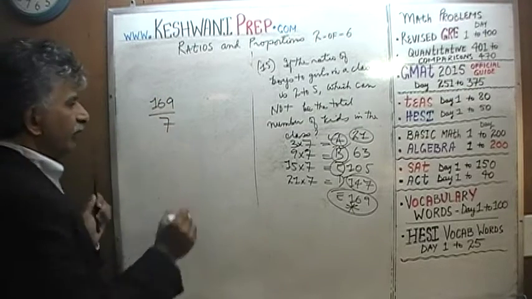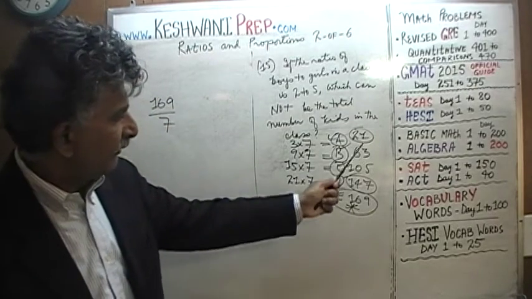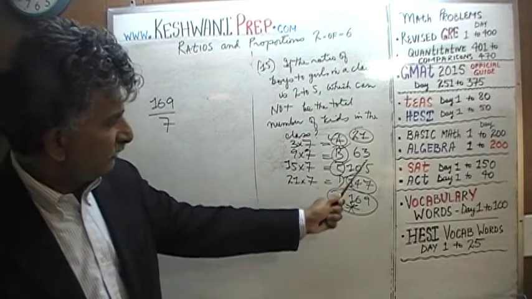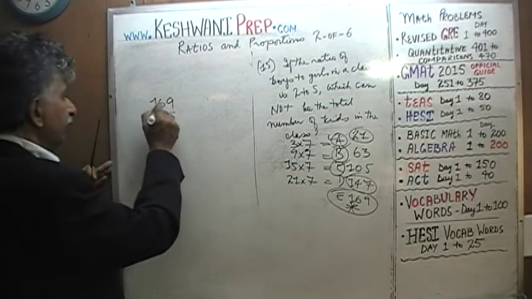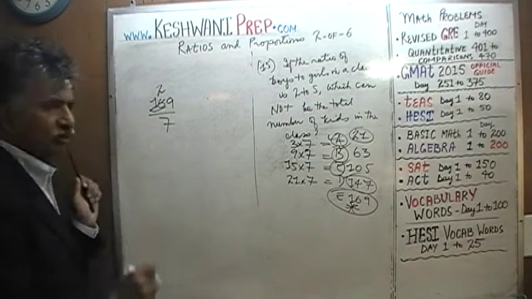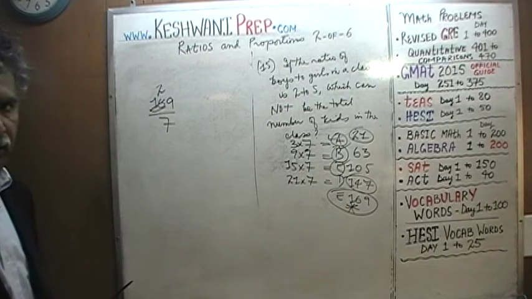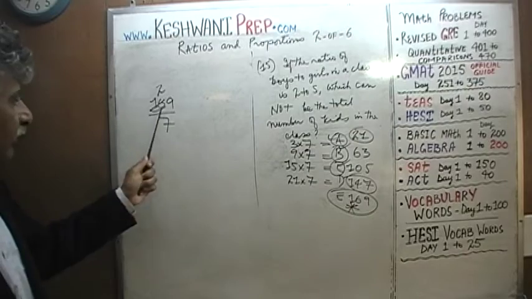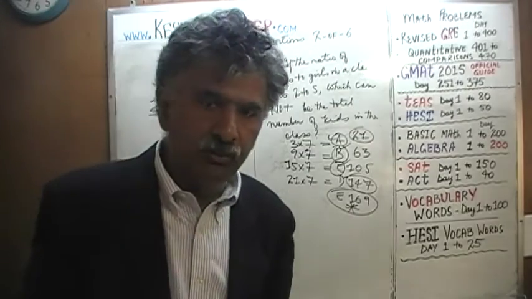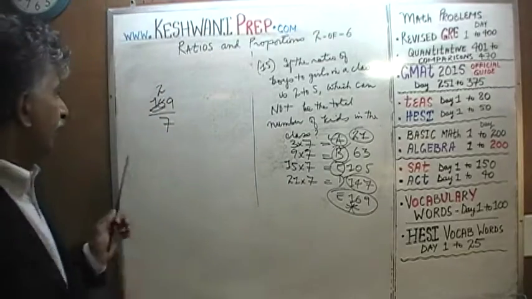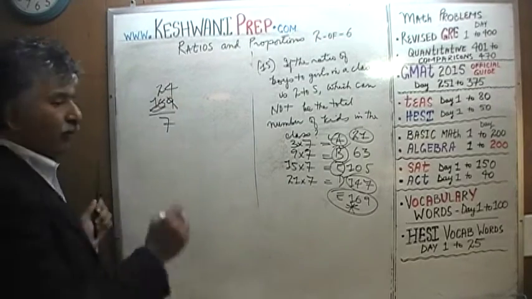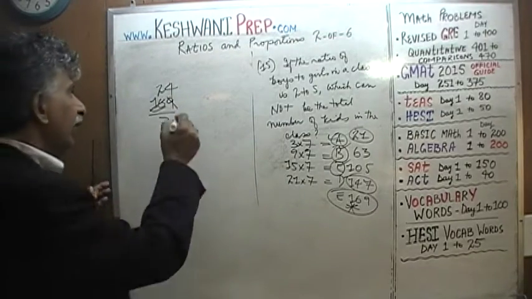169 divided by 7. Of course, they're giving this answer here for a reason. Because if you look at the last digits, they are all 1, 3, 5, 7, 9. That's the game they're playing. 16 we know has 2 sevenths. After we take away 2 sevenths, 2 sevenths are 14. After we take away 14 from the 16, we have a remainder of 2. That 2 will join the 9 and become 29. And 29 happens to have 4 sevenths. 4 sevenths are 28 and we'll have a remainder of 1.